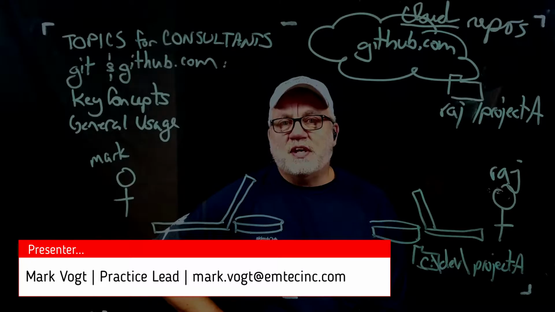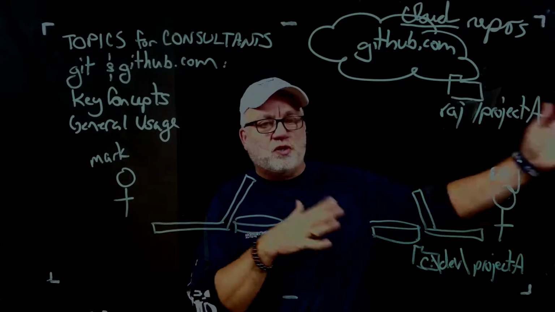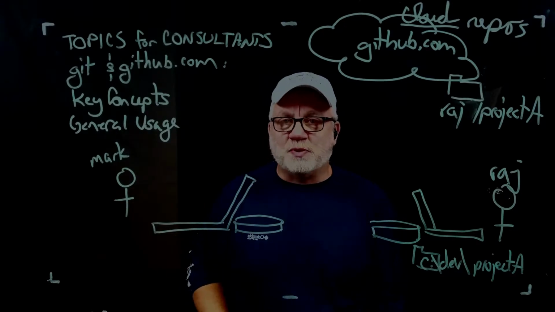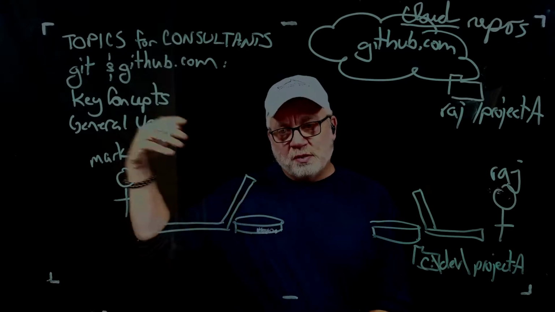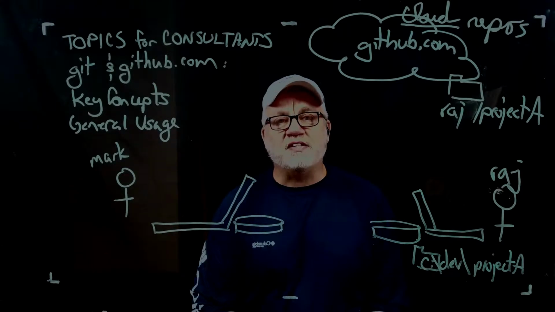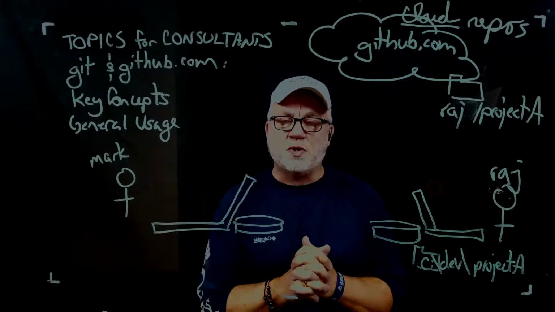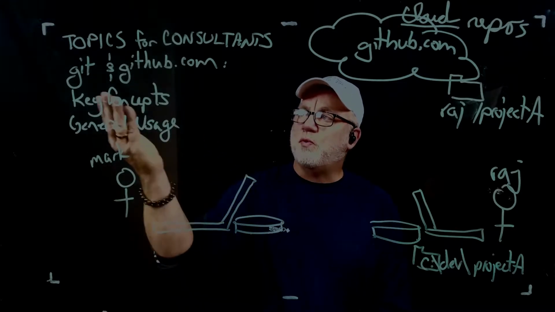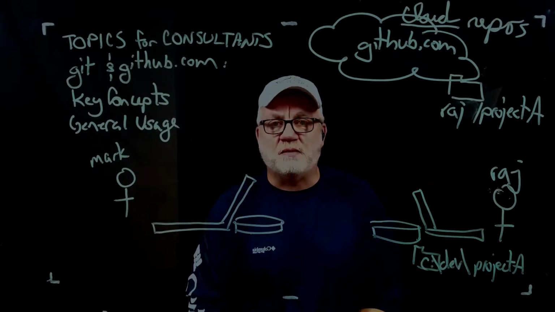Kind of the opposite of Topics for Dummies, where you water it all down. Consultants typically have 24 hours to become an expert in something. So this is part of a multi-step series, giving people quick insights on key technologies that are out there. And what we're going to talk about today are Git and Github.com.